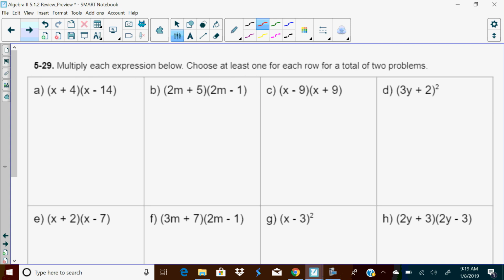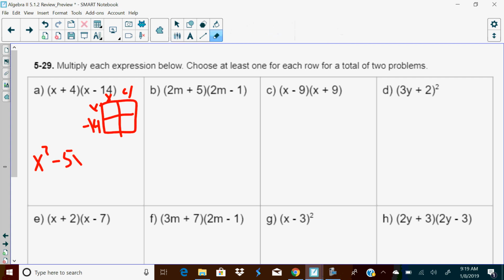Problem 29. I'm not going to multiply each one of these out, but one of the ways you could have done it was to make a box and done x and 4 and x and -14. So you should have got an x squared minus 5x. Sorry, looking at the one below it. X squared minus 10x minus 56.